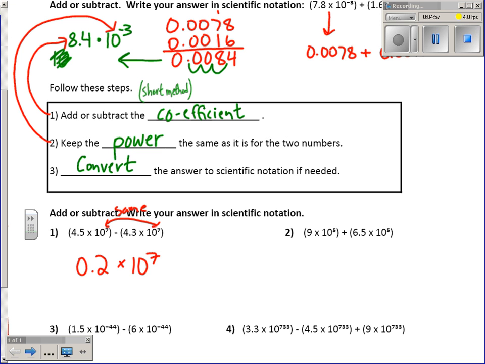Now this is where our third step comes in. This is not in scientific notation, so we have to make it be in scientific notation. In order for that to happen, we need to move the decimal to the right once. So that makes it 2. And if we move the decimal to the right once, that makes a negative go in the exponent. So we're going to subtract 1 from the exponent, and that's going to be our answer, 2 times 10 to the 6th.